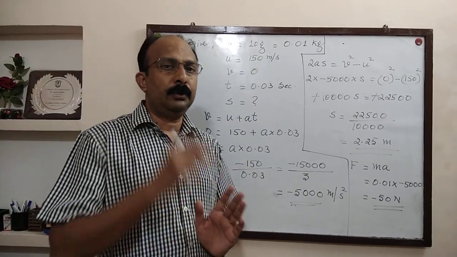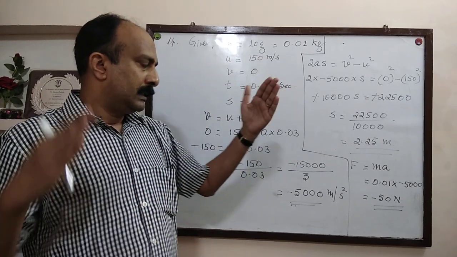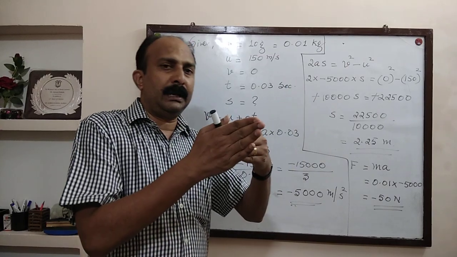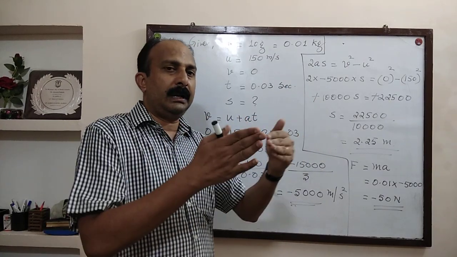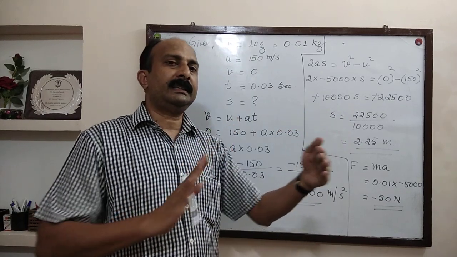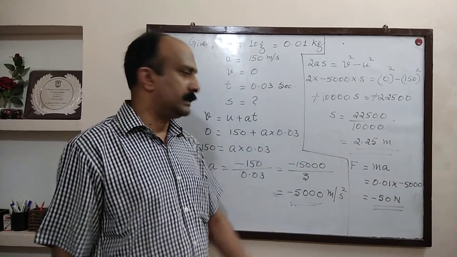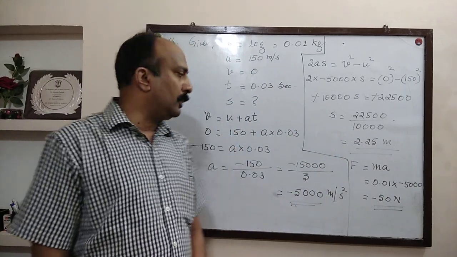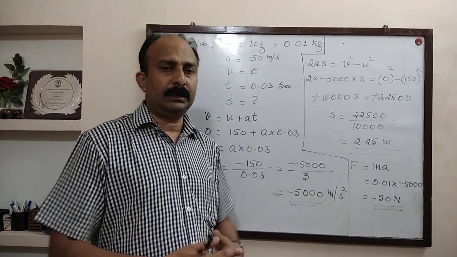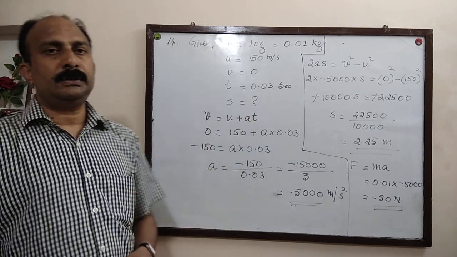I hope you know what is the meaning of that minus sign, because the bullet is coming in this direction and the wooden block is stopping it. Since both are in the opposite direction, in order to stop any moving body, the force is always exerted in the opposite direction. So that force will be always minus. So force exerted by the wooden block is 50 Newton or minus 50 Newton, both are correct. So I hope you understood this numerical.